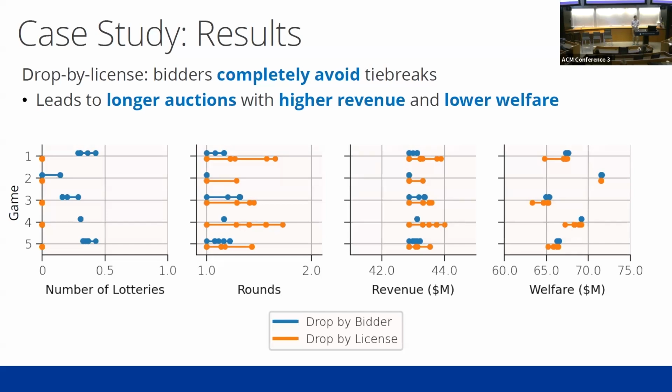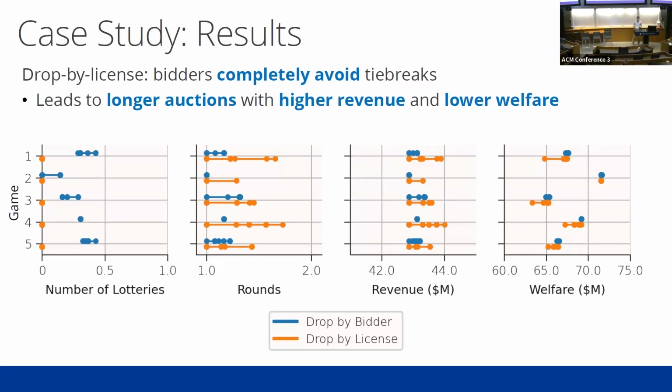Bidders learn that triggering these tie-breaking scenarios is really damaging to their utility, and so they learn to completely avoid it. And the way that they do that is they learn to coordinate, alternating their drop requests so they never both ask to drop demand at the same time.